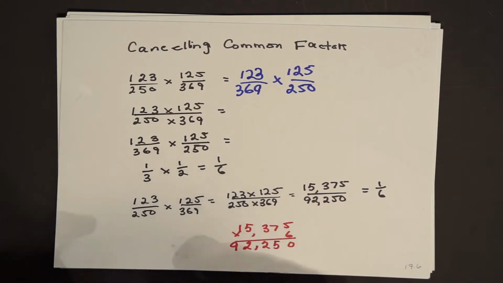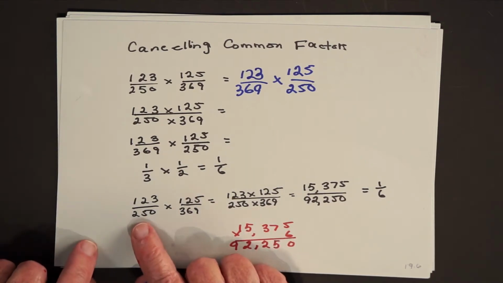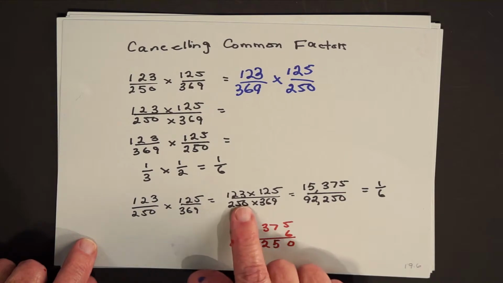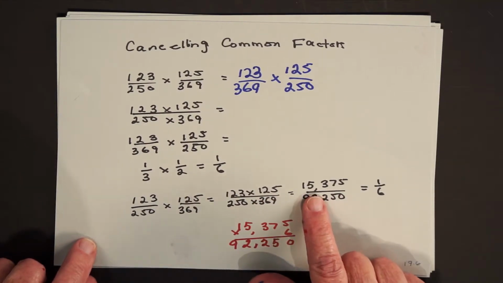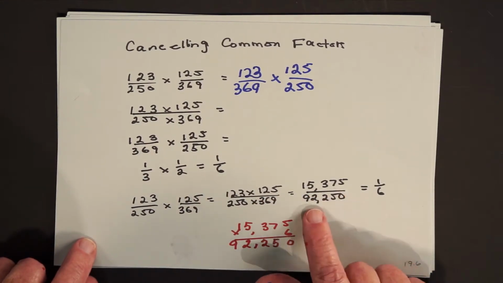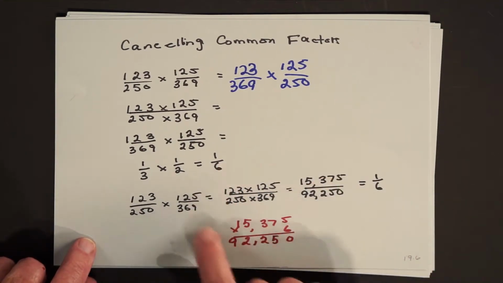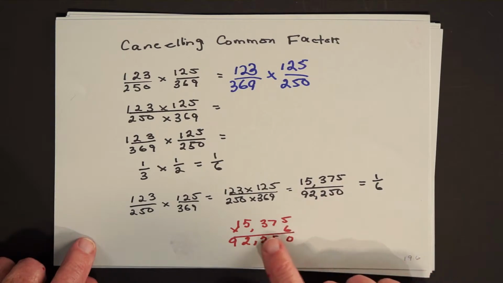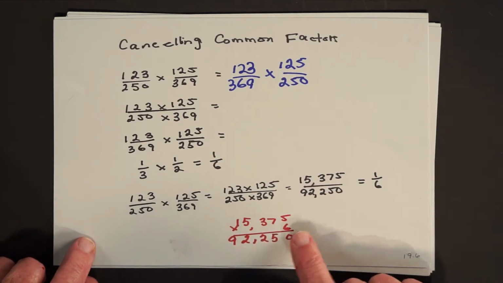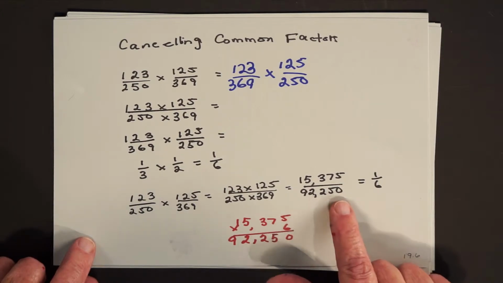Much less tedious, much less cumbersome than if I had multiplied this out the usual way and wound up with 15,375 over 92,250. This does not look like this, but a quick check shows that if you multiply 15,375 by 6, you do get 92,250.